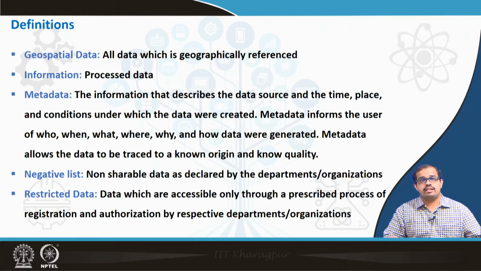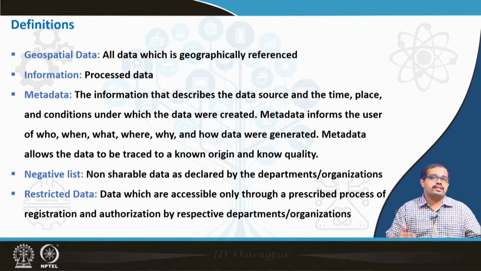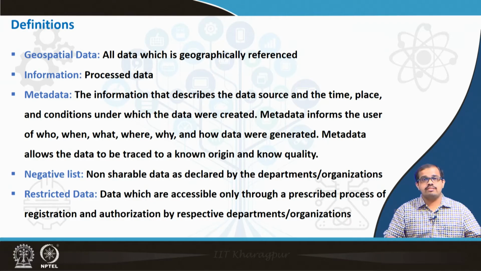And when you look at the negative list, non-shareable data is declared by the departments and organizations beforehand. Most of the data is shareable, but data on a very finer scale is kind of non-shareable and it is already declared by departments. And when you say restricted data, these are the data which are accessible only through the prescribed process of registration, authorization by the respective departments or organization, and comes under the ambit of any of the data policy that each of the organizations have, which may be shared, may not be shared. It is dependent on the organization which is actually creating the data.